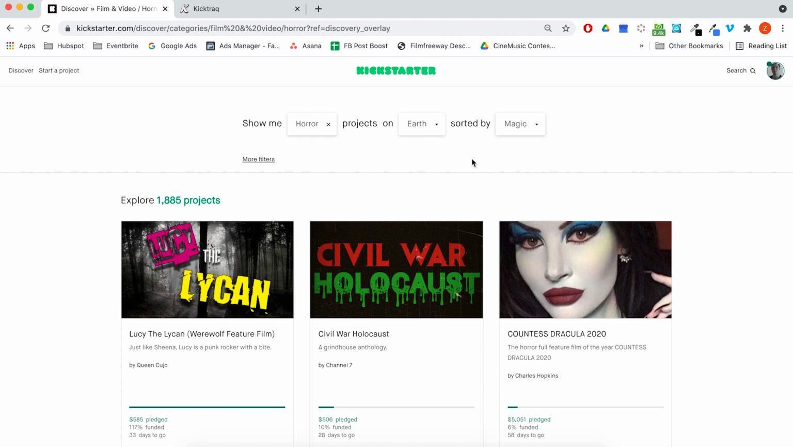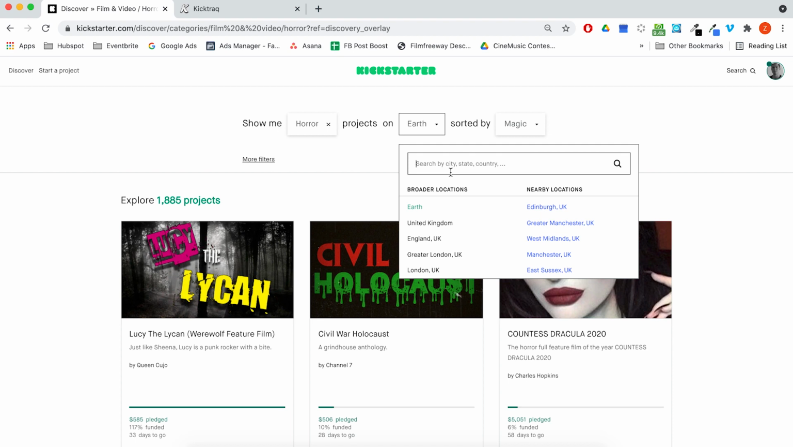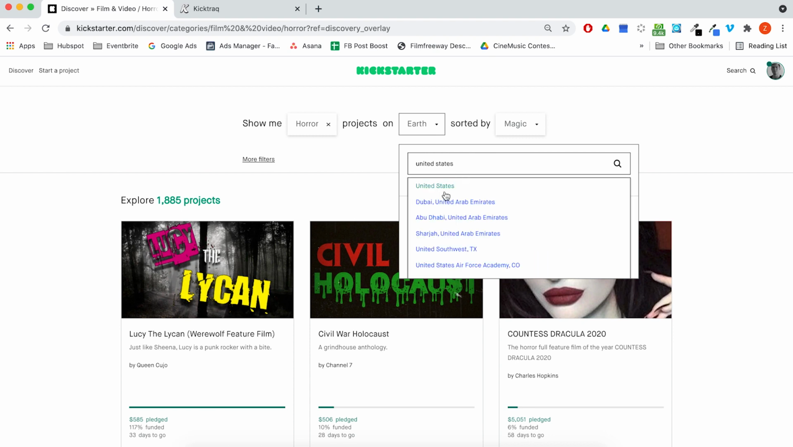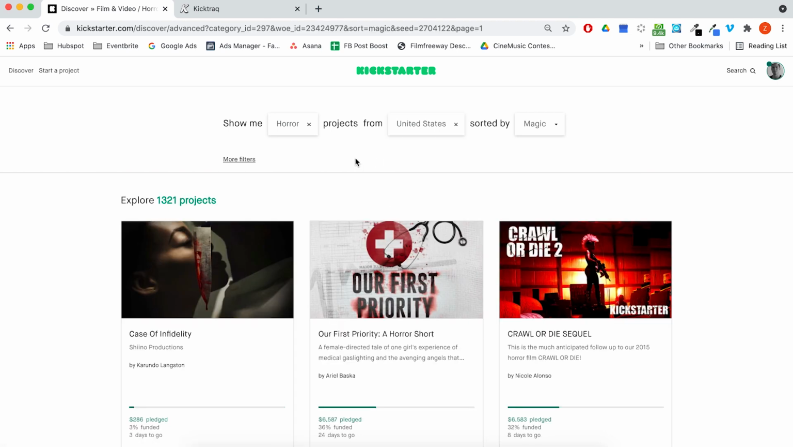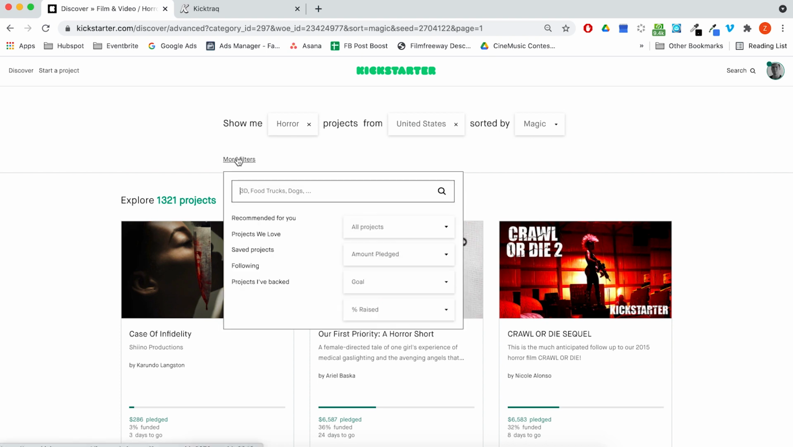But you want to narrow it down a little bit more. So, for example, if you are making your project in the United States, then perhaps you want to just look at projects that are in the US. Crowdfunding can be very different in different countries. The campaigns can be very different. So perhaps you want to look at just campaigns in the US. You want to then click on More Filters.